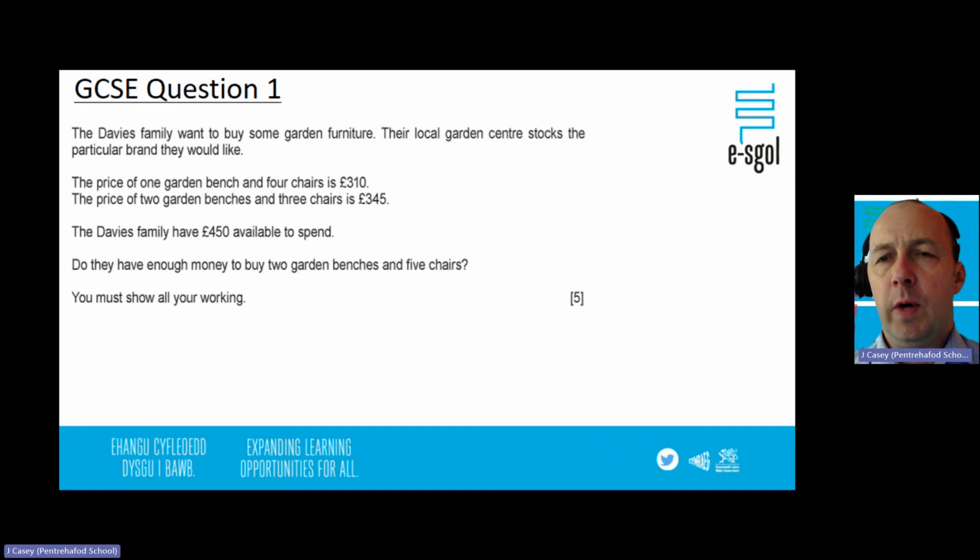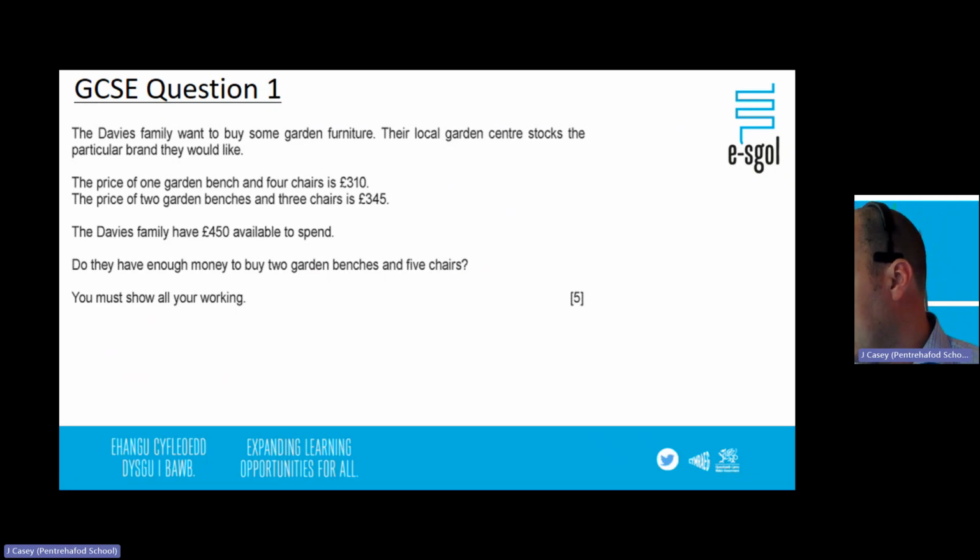Okay, so the question's kind of asking, do they have enough money? That's what the question's asking. But there's certainly some implied tasks in there, and that implied task is you have to work out how much a bench costs and how much a chair costs. Now, they haven't given you any x and y or any variables, so we can use our own letters if you want. I think it's logical to use B and C for bench and chair. I think that makes sense.